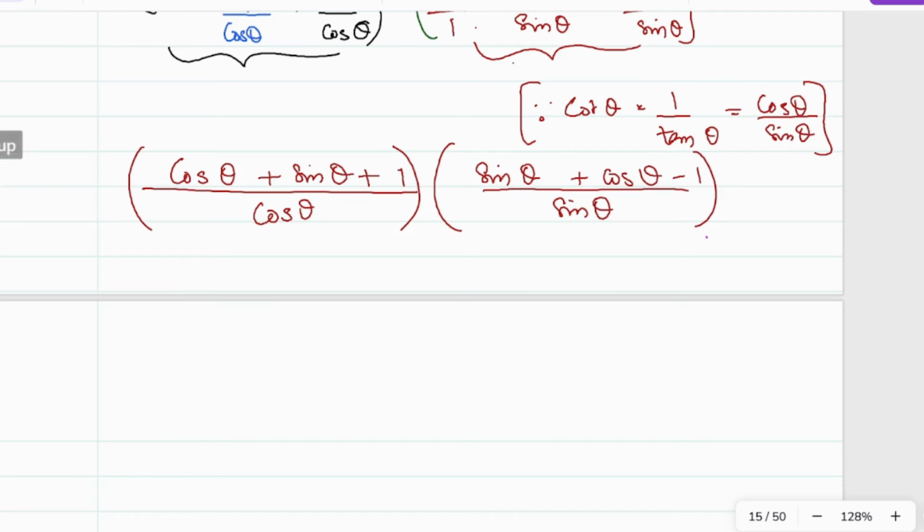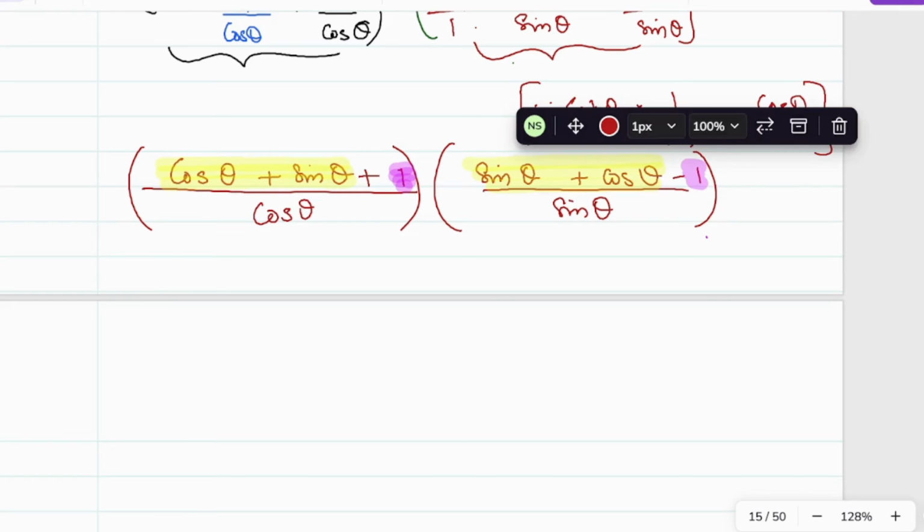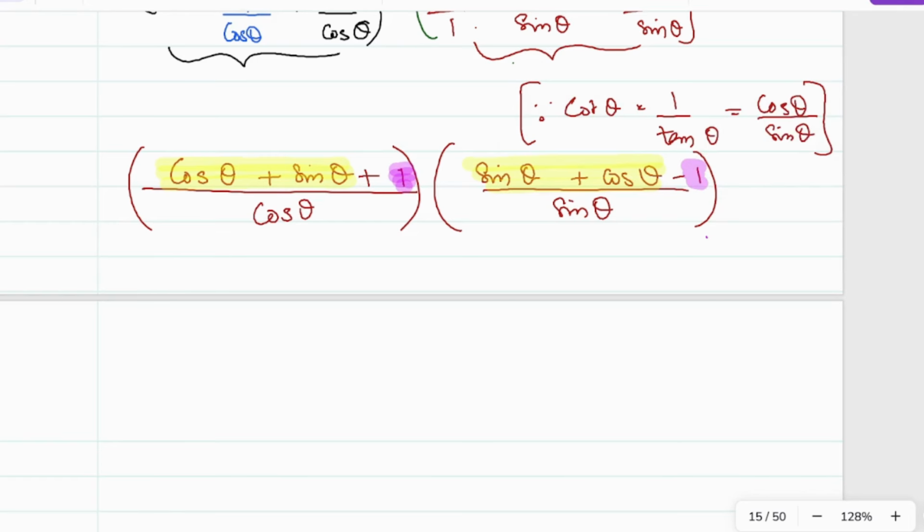Now look here, this cos θ and sin θ, if I'm taking this as my A, you can see the sin θ plus cos θ here also in the first. Now I'm going to take 1 as my B. Here I can rewrite this equation in which form? If this part is A and this part is B, this is of the form A plus B. And if this is A and this is B, this is of the form A minus B, right?